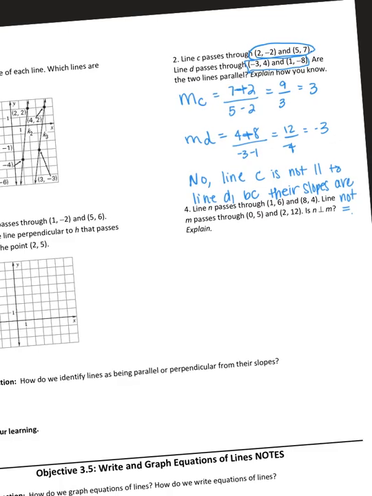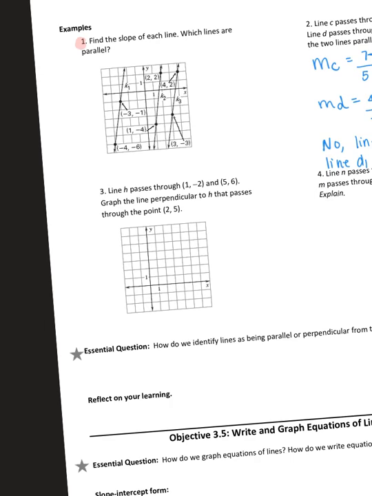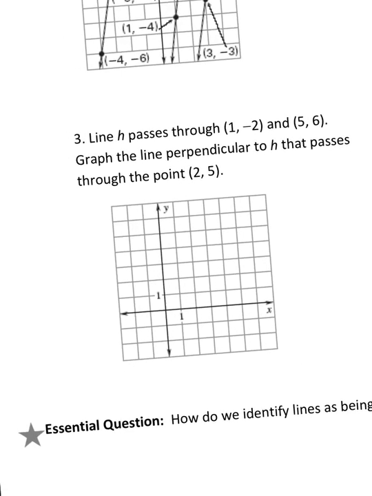All right, let's take a look at number 3. We're going to graph a line that's perpendicular. It says line H passes through (1, -2) and (5, 6). So let's start there and go ahead and graph those 2 points. Over 1, down 2, and over 5, up 1, 2, 3, 4, 5, 6. And we're going to draw in line H.